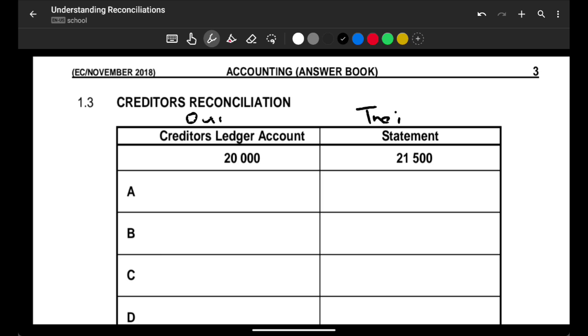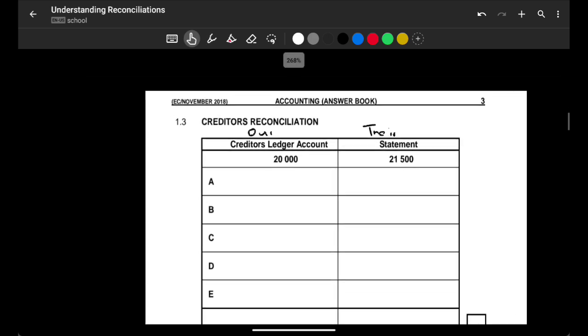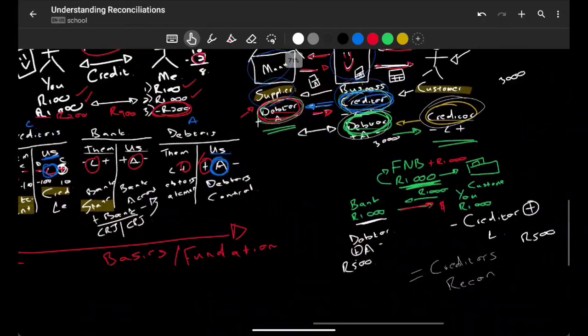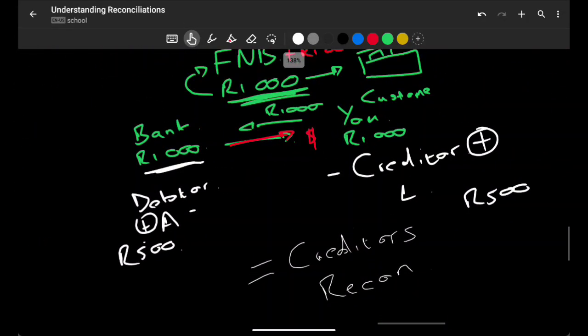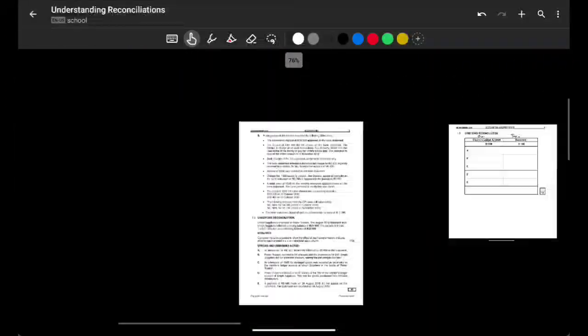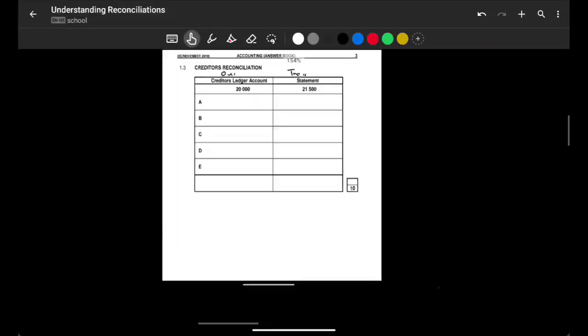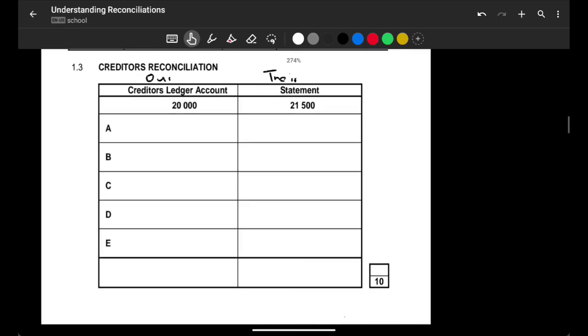So an easy way to remember this is think of your bank account. If you watched the last video, I said that creditors reconciliation is like bank reconciliation. It's fairly the same thing. If you think of your own bank account, you have your app on your phone that tells you how much you have, and then when you request the statement, the bank sends you the statement saying these are your transactions and that is your balance at the bottom. So it's the same thing with the statement here.